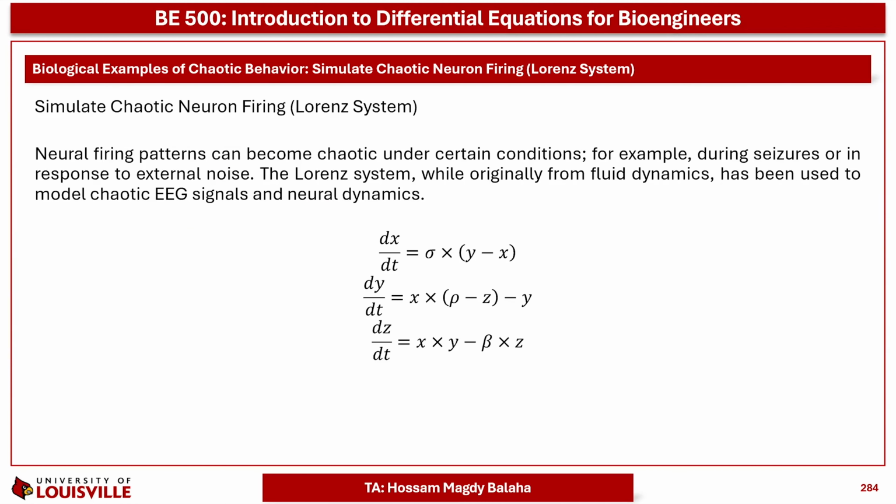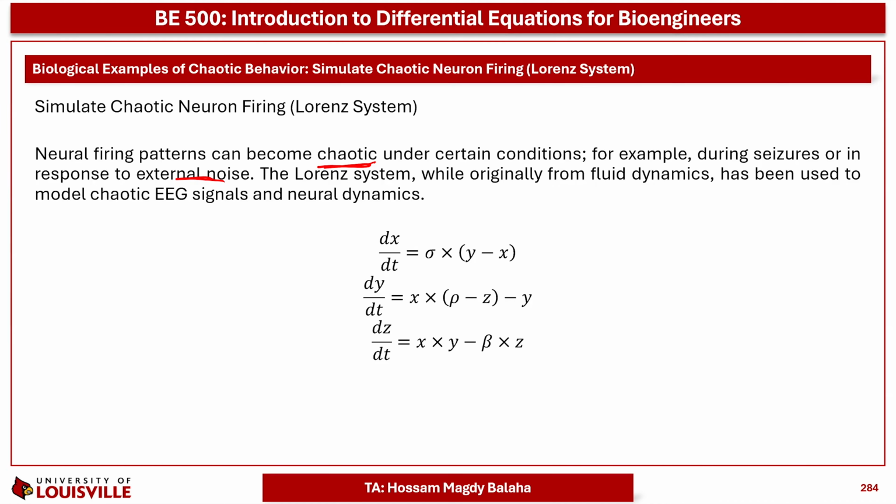So let's start by simulating the chaotic neuron firing using the Lorenz system. Neuron firing patterns can become chaotic under certain conditions, as mentioned, the initial conditions. For example, during seizures or in response to external noise, we can use the Lorenz system to model chaotic EEG signals and neural dynamics. But originally, this system was used in fluid dynamics.